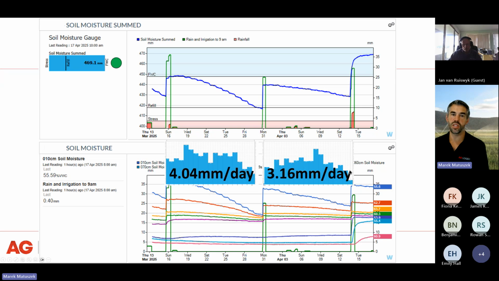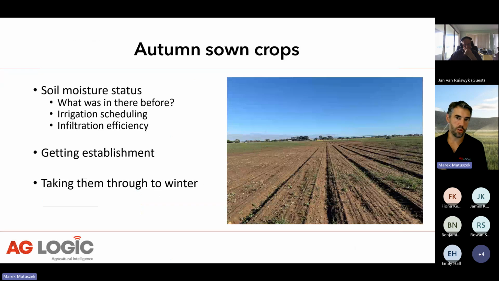So I looked at this like this just highlights perfectly what we want to try and do coming to that winter period, especially in a dairy situation where you want to really try and elongate your pasture growth throughout the season. So now I just want to talk about autumn sowing crops.